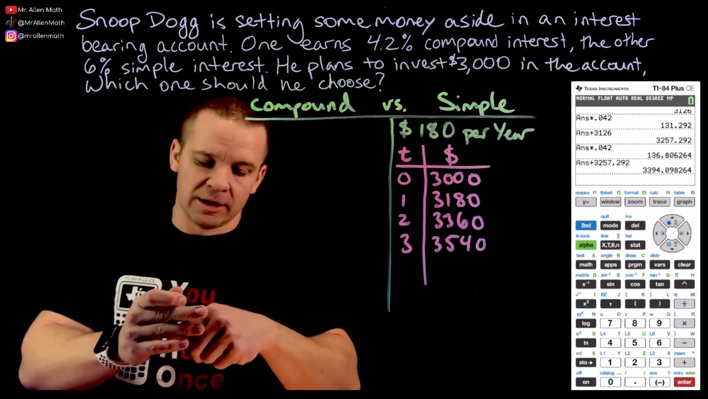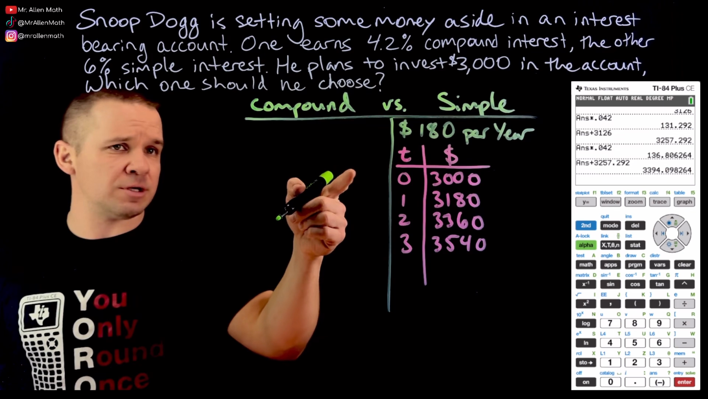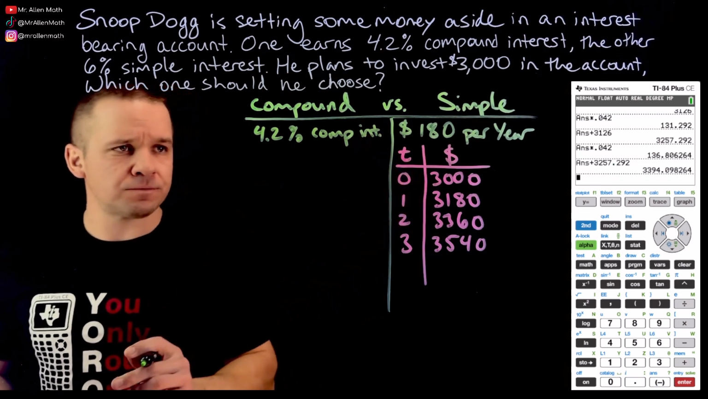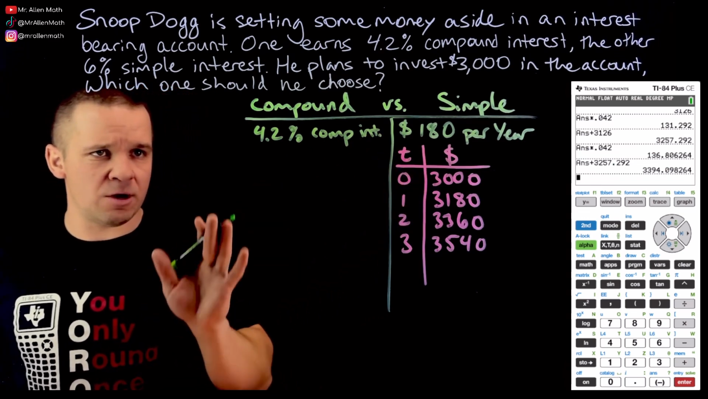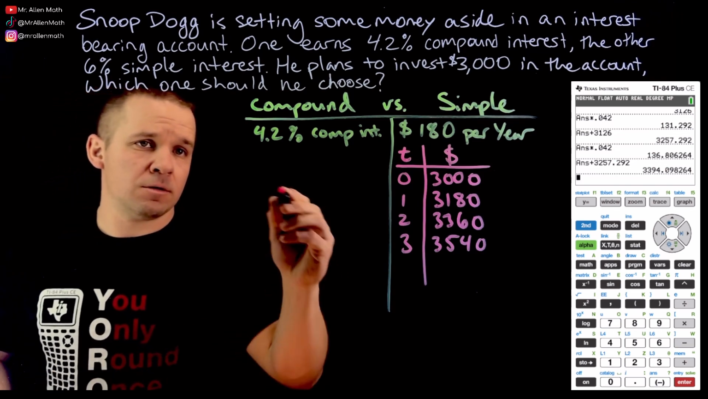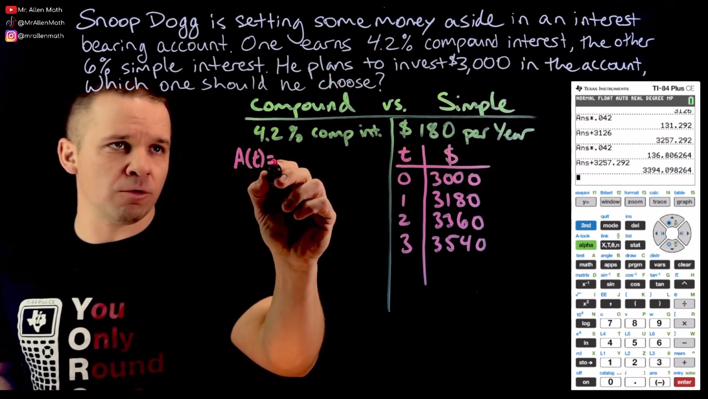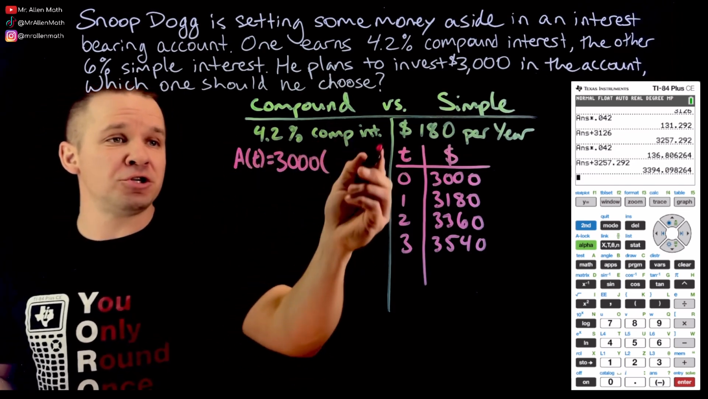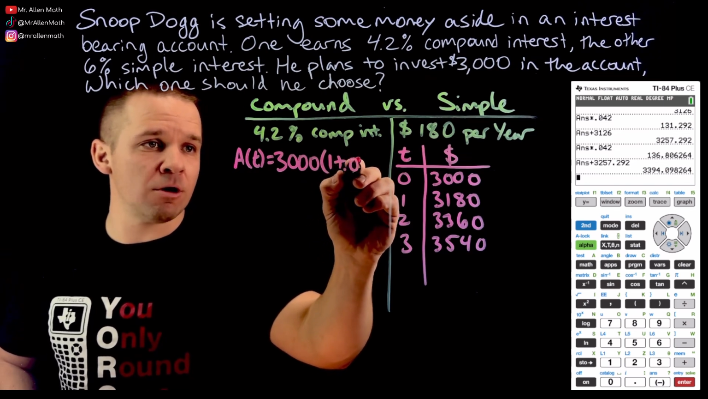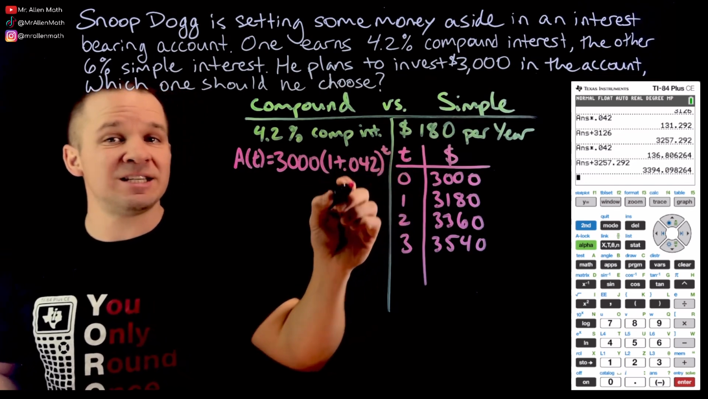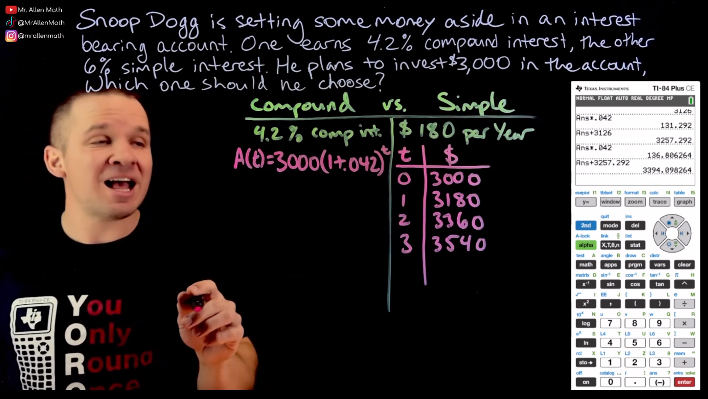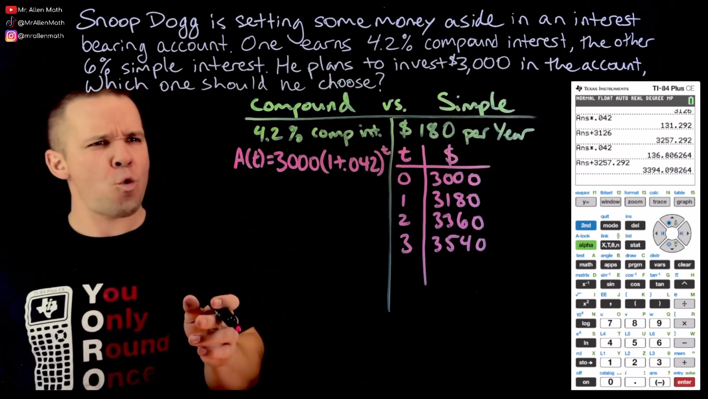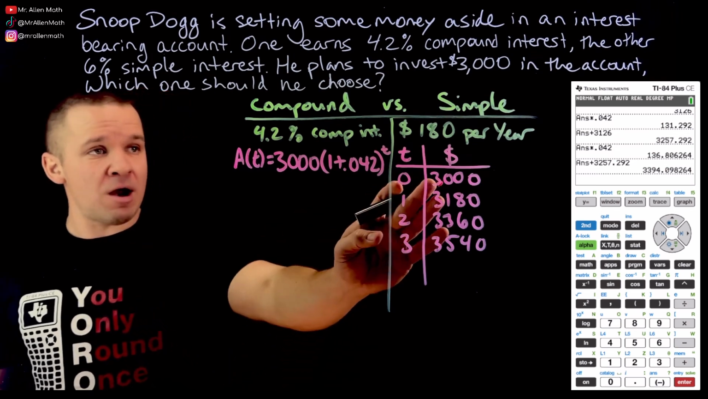There is. Okay. So let's jot down first off that it's 4.2% compound interest. We can write a function for this thing here. A of t equals my initial $3,000 deposit. We're going up by 4.2%. So if I did 1 plus 0.042, raise that to the t, now I have a working function that can calculate the amount of money I have in this account year after year. That's dope.